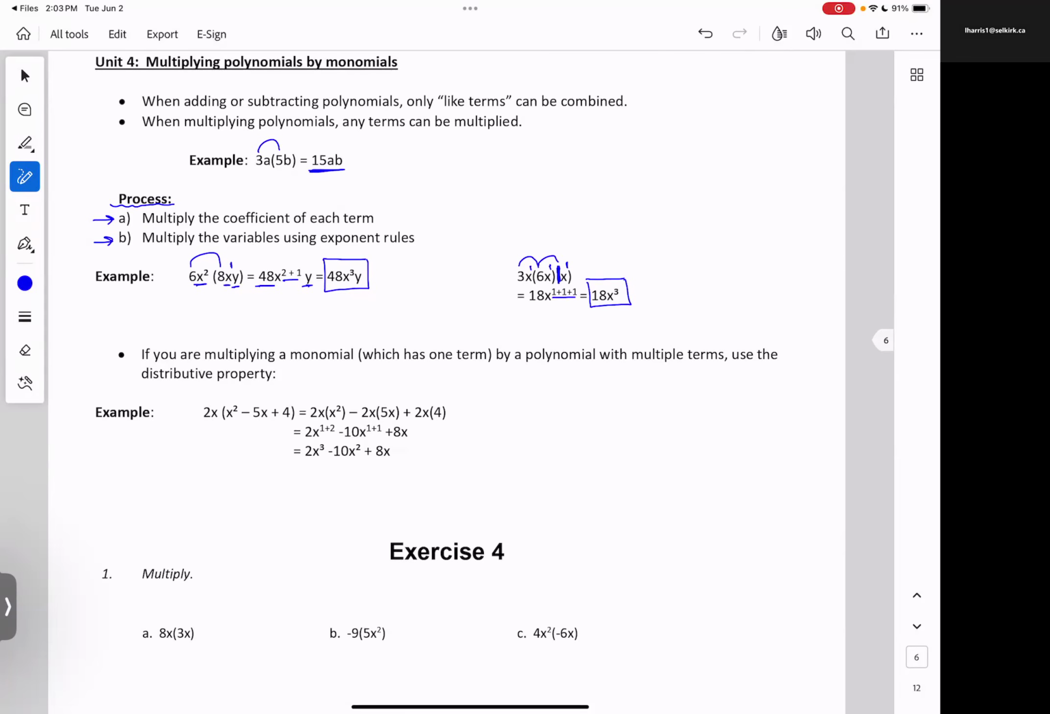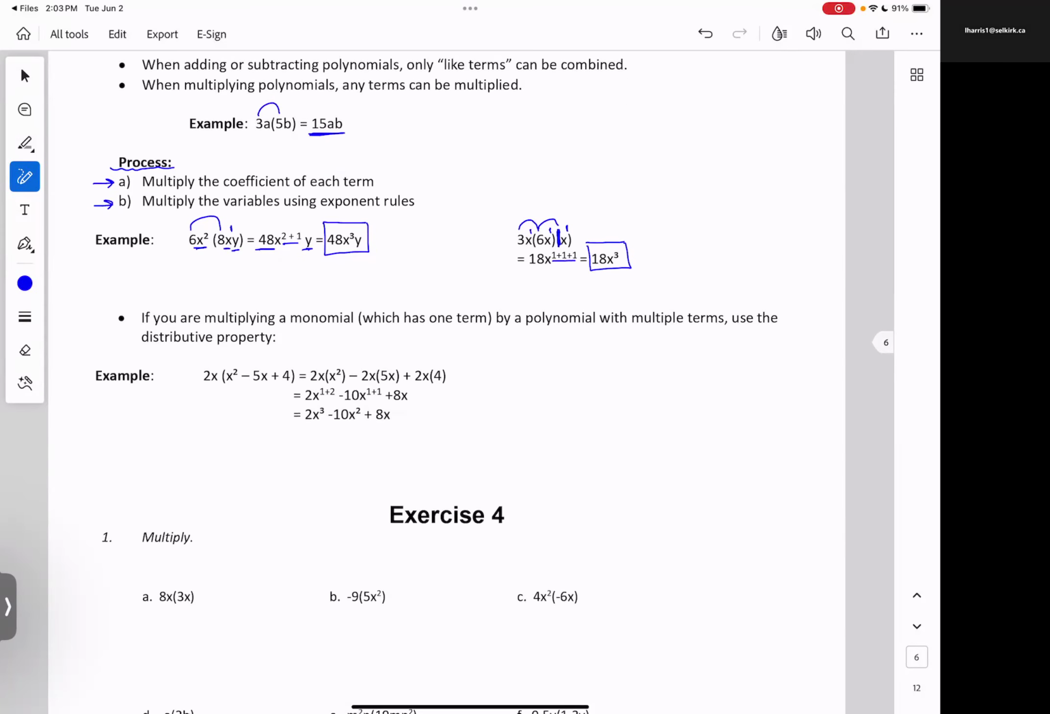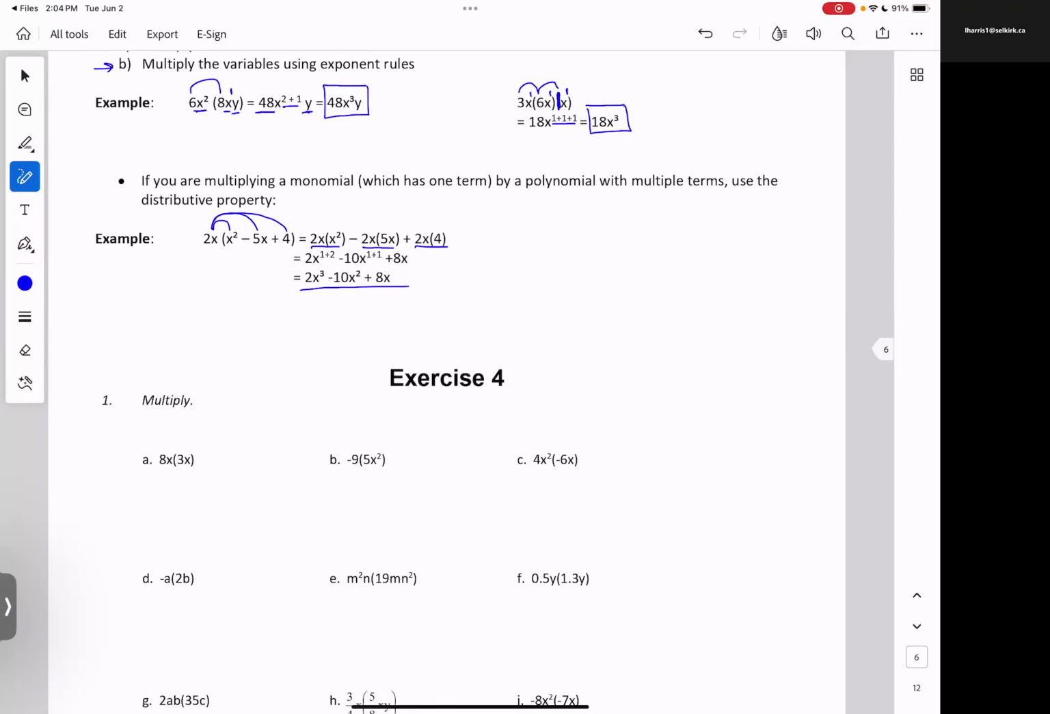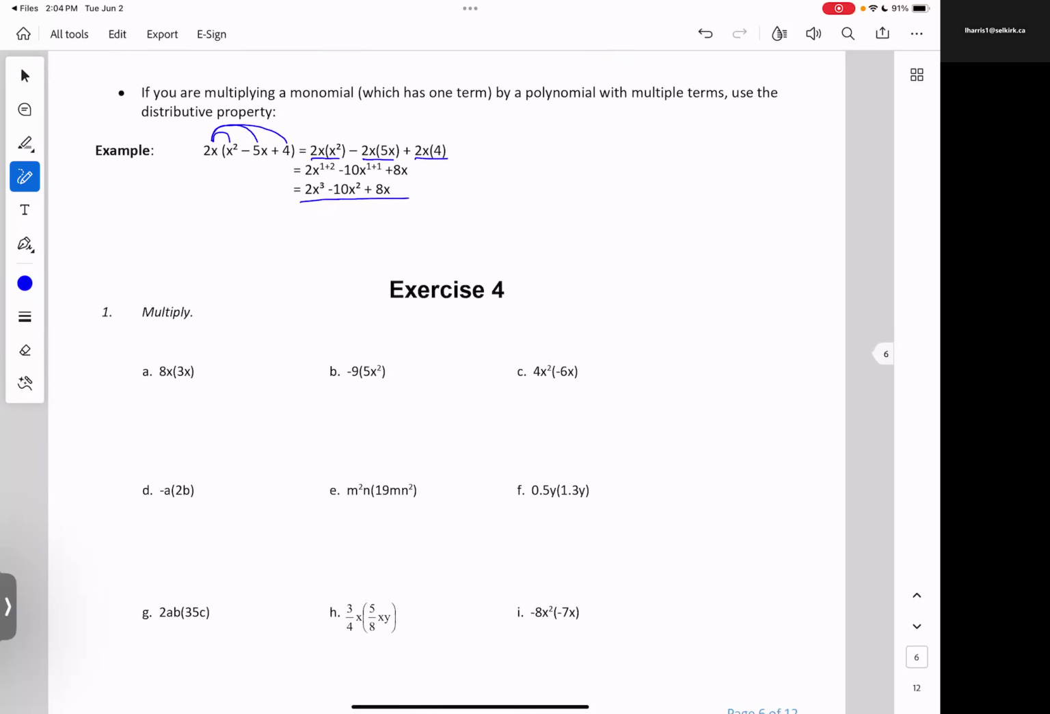Sometimes you'll be multiplying a single term, or monomial, by a polynomial with multiple terms. And so if you're doing that, you need to use the distributive property, also known as the rainbow. Okay, so if we have this example here, we're going to be multiplying by that first term and then to the second and then to the third. So we get the 2x times the first term of x squared, and then we're going to have minus 2x times the 5x, and then plus the 2x times 4. And so that gives us, when we add up our exponents, our answer here. Okay, pause the video and try question 1, and then come on back and check your answers.